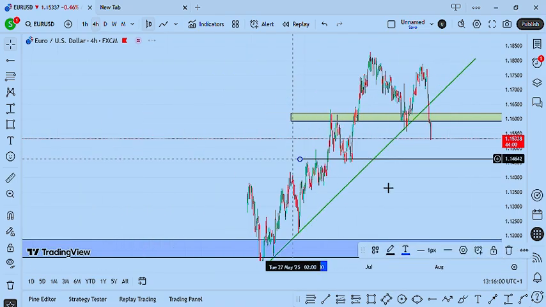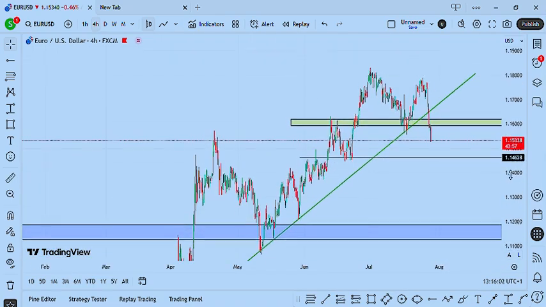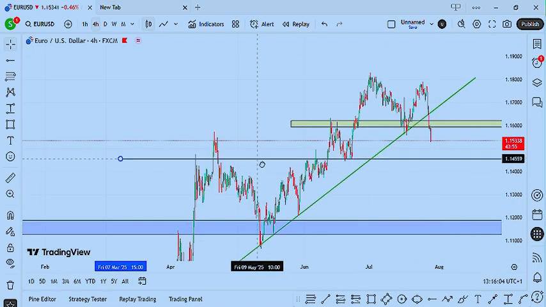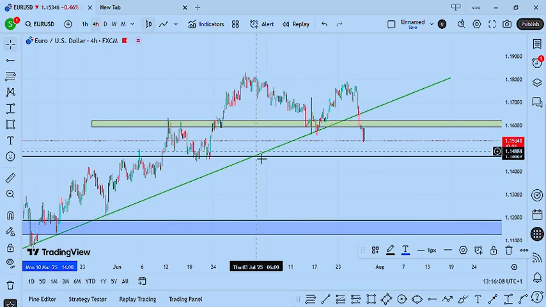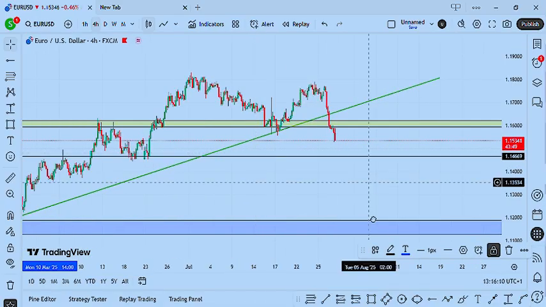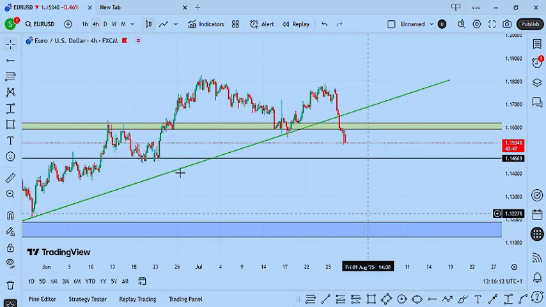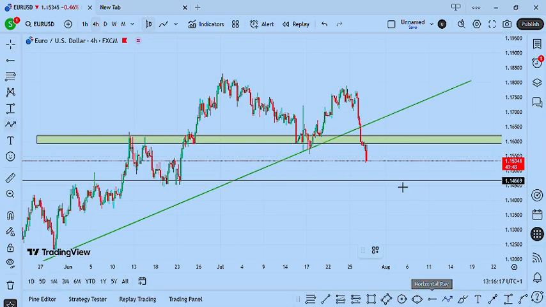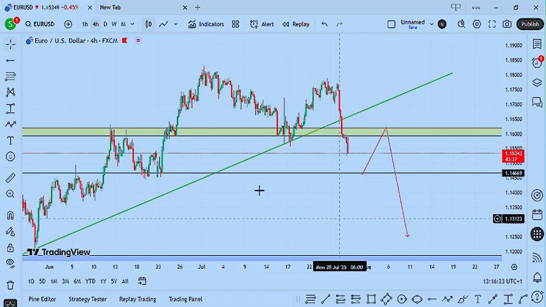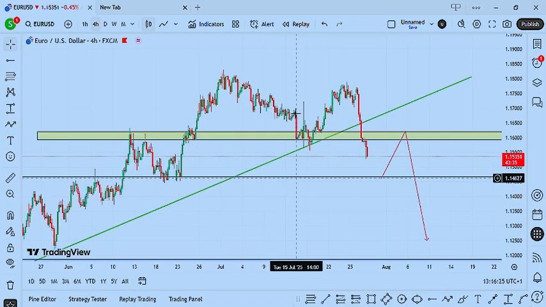Alright, let's zoom out and see what's going on. Let's see the level here. Okay, so we might see some rejection from here, from this demand level. So if euro is able to retrace back into this supply area here, then I'm going to be looking for a trading opportunity on the euro market, because this was a resistance and is now support here.